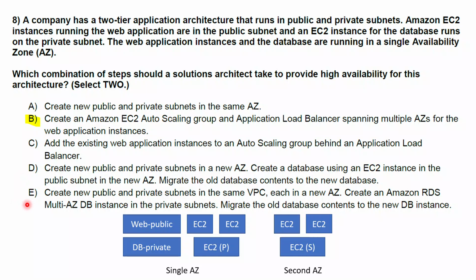Choice E recommends creating subnets in a new AZ, and it's asking us to deploy an RDS multi-AZ database in the private subnets. And finally, migrate the data to this new database. So this solution would also address the high availability requirements. So the correct answers here are B as in boy and E as in elephant.